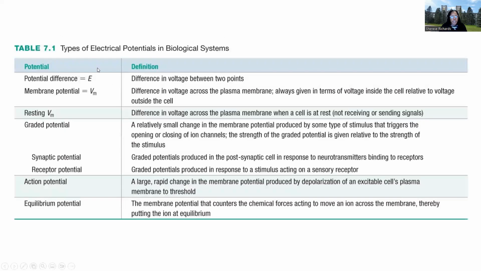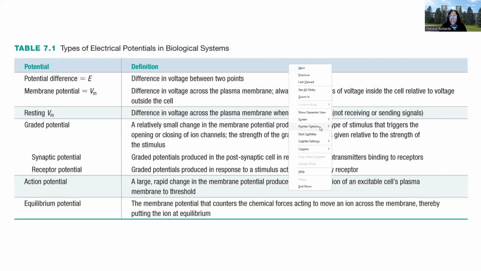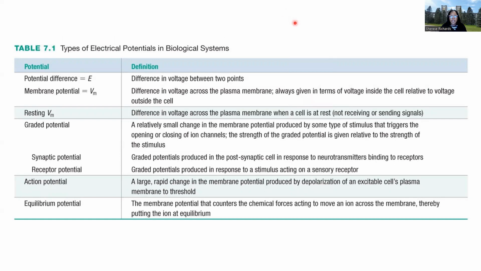Some of the terms we want to become familiar with are listed in this table. I don't need you to memorize any of these necessarily, but this is a good reference point because we're going to use these terms to describe how we get at the resting membrane potential. So, for example, the resting membrane potential here is described as the difference in voltage across the plasma membrane when the cell is at rest, right? When it is not excited, when it is resting. What do the different proportions of ions across the membrane look like?